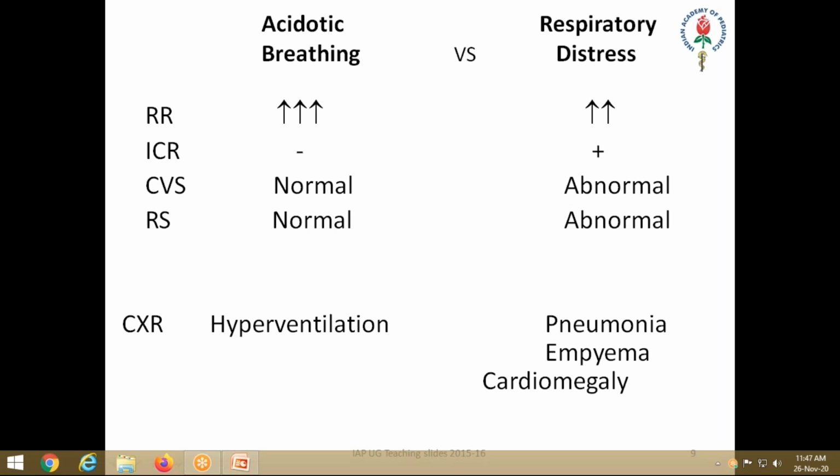CVS will be normal in acidotic breathing and abnormal in respiratory distress cases. When you listen to the respiratory system, it will be normal, and abnormal in a case of respiratory distress. And on chest x-ray, hyperventilation might be seen in acidotic breathing, but in respiratory distress, you can see a picture of consolidation or presence of cardiomegaly or empyemas.